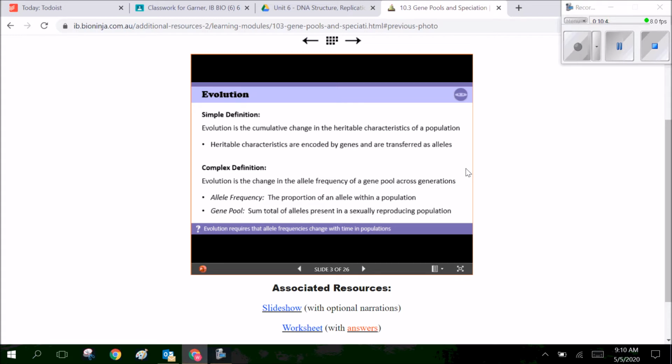Anyway, so we know what evolution is. We know that we're able to pass on our genes, that they're inheritable, that you can get traits from your mom and dad. And so again, we're going to look at the allele frequency.